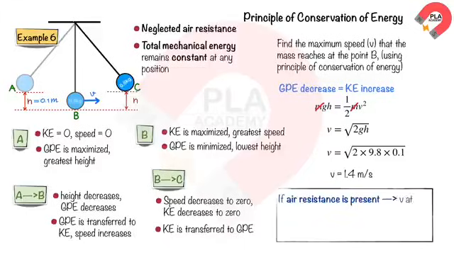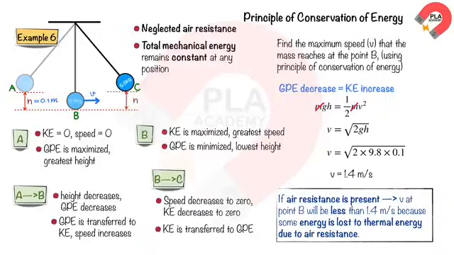If air resistance is present, the speed at which it reaches point B will be less than 1.4 meters per second, because some energy is lost to thermal energy due to air resistance.